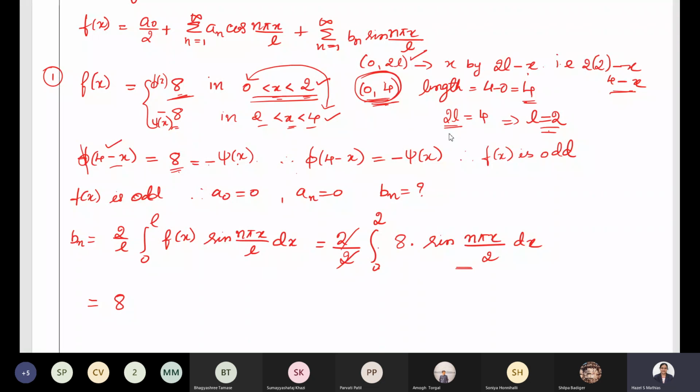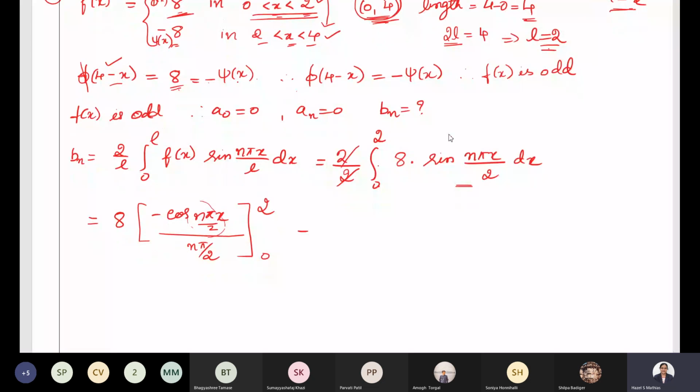What is the integration of sine n pi x? The integration of sine is minus cos n pi x by 2, whole divided by the constant term. In this term, the constant term is n pi by 2. So divide by n pi by 2. Limit varies from 0 to 2. Let's put the limit over here. You can take the minus sign outside, minus 8 into n pi by 2. When we take it to the numerator, it will be 2 divided by n pi.